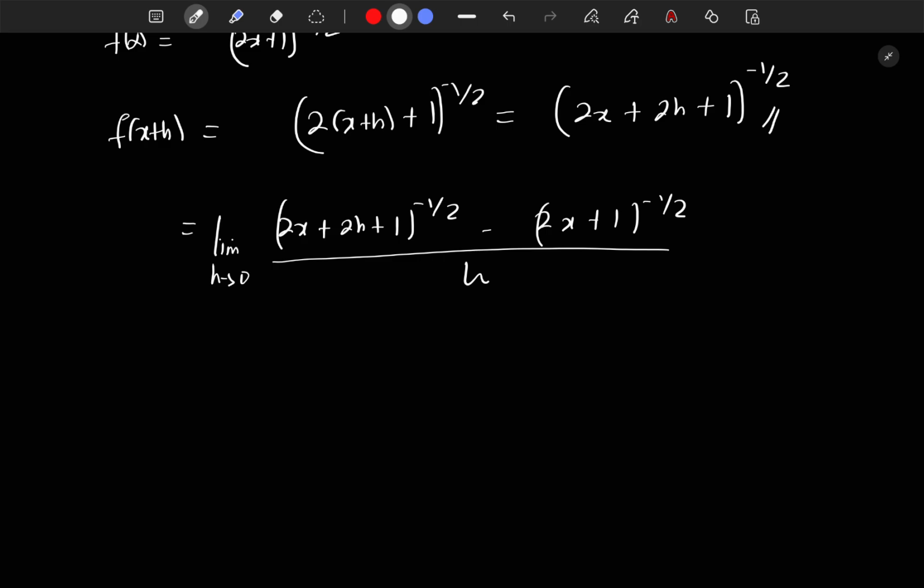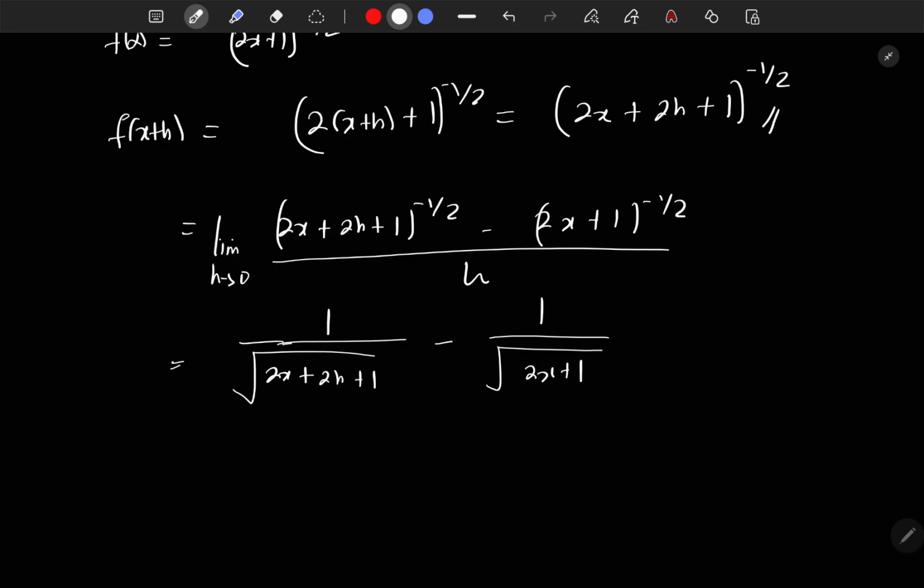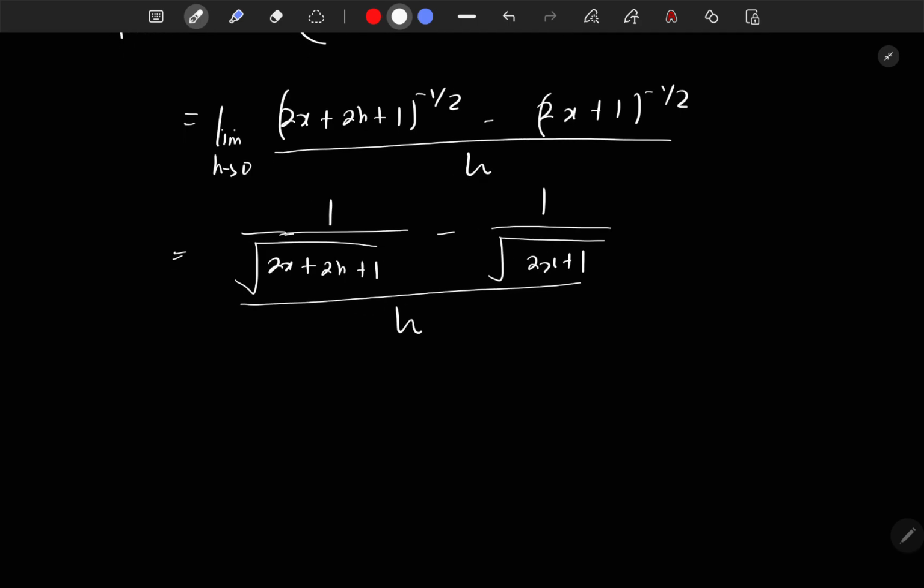Negative powers can be quite difficult, so what we do is take them back to where they were. I will eliminate the limit for now, so that you know we're doing the limit as h approaches 0. If I take them back to the way they were, this just becomes 1 over the square root of 2x plus 2h plus 1, minus 1 over the square root of 2x plus 1, all over h. From here I'll start evaluating one by one.